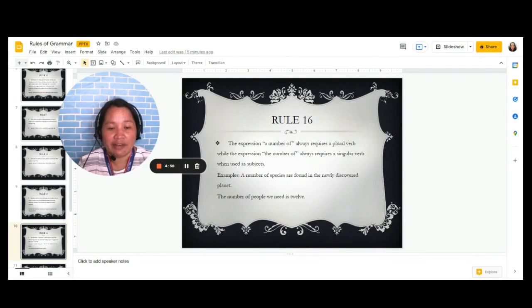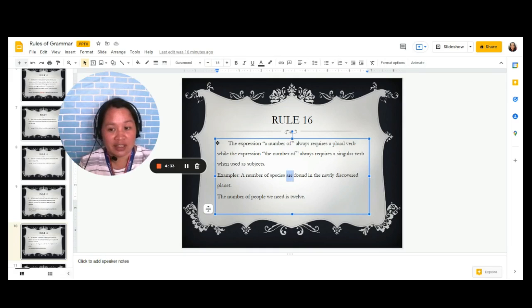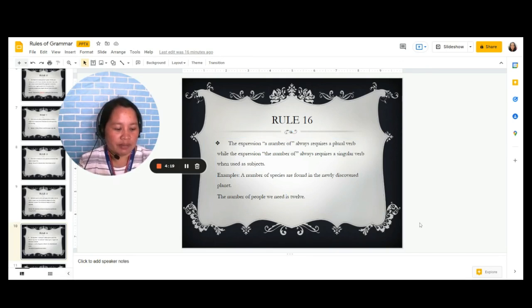Alright, to continue, I have rule 16. So the expression a number of always requires a plural verb, while the expression the number of always requires a singular verb when used as subjects. For example, a number of species are found in the newly discovered planet. So it's very clear. We have to use are because it's a number of. And the second example, the number of people we need is 12. So since it's the number of, we use is, the singular form of the verb.